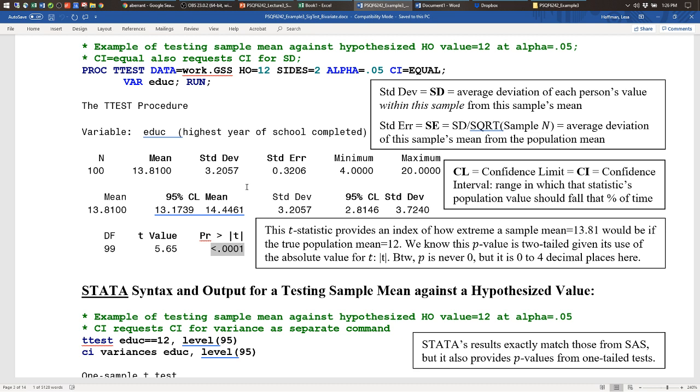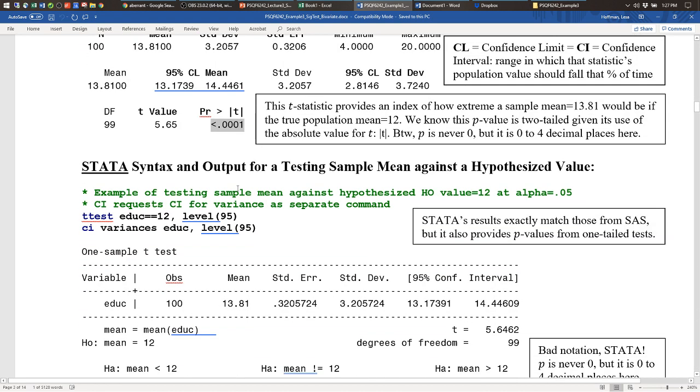So I'm doing the exact same thing, and honestly, I had never done this before, so I asked the Google. And I said, Stata one sample t-test, because I know that's what this is called. And so I found the manual for it. So it's t-test, that much is the same. Education equal 12 is how you tell it what your null hypothesis is. Level is the opposite of alpha. So alpha is the aberrant, level is the expected. The confidence level is referring to the middle. If you want the confidence interval for the variance, you have to ask for that as a separate command. But then everything matches exactly.